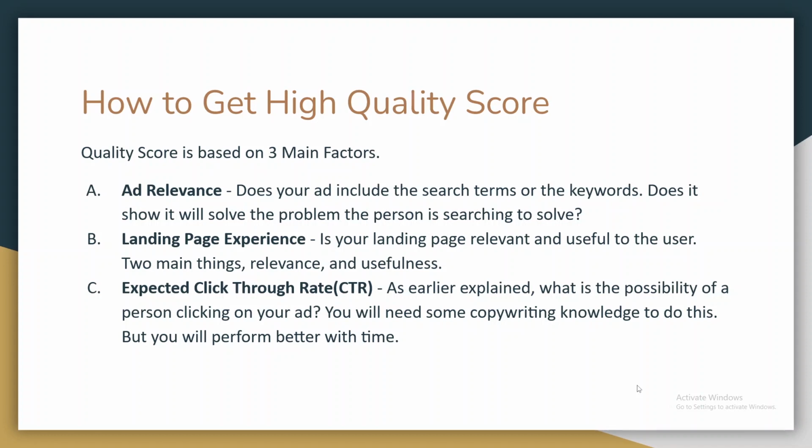If you get a good quality score, that means you're going to pay less because your position in the ad auction is going to go over the roof. There are three main concepts that you need to understand, and this is how you can improve your quality score. One is your ad relevance. Does your ad include the search terms in the keyword, or does it show how it will solve the problem the person is searching for? Does it provide a solution to that person?